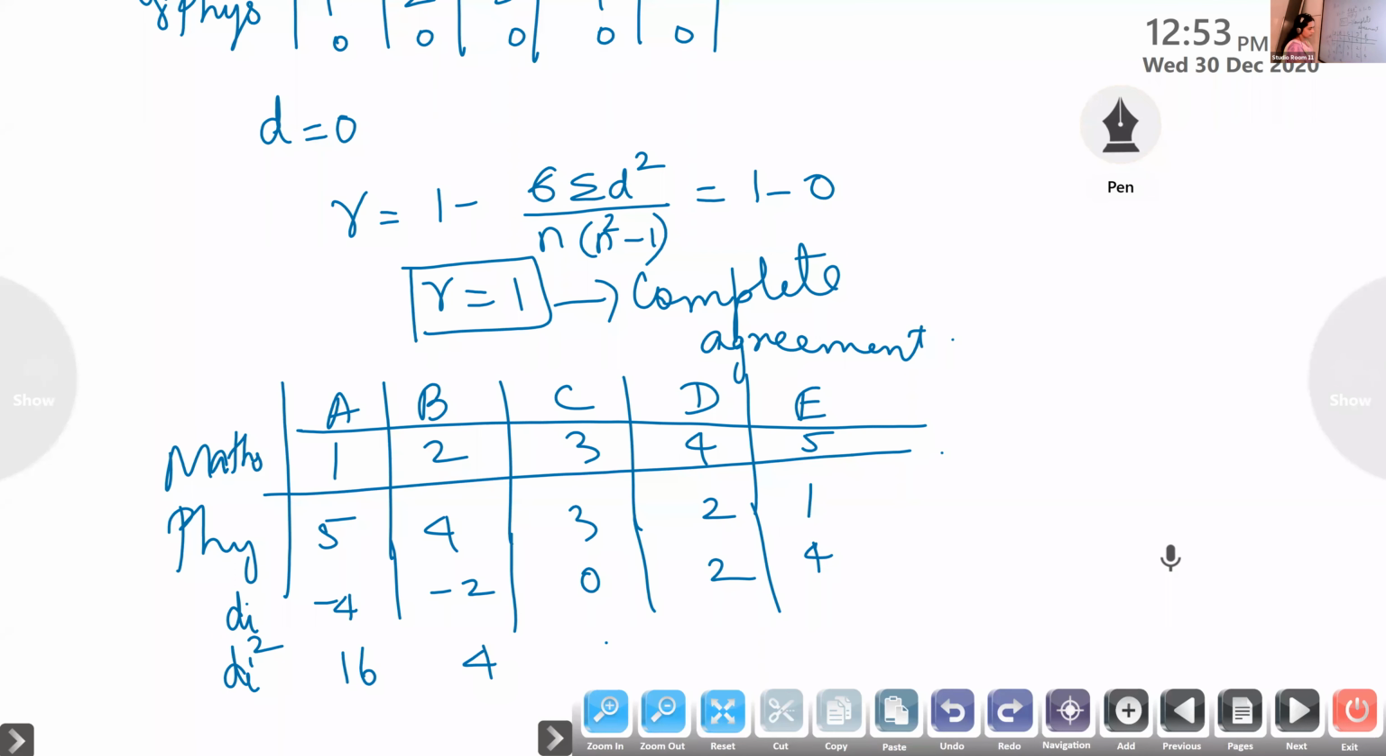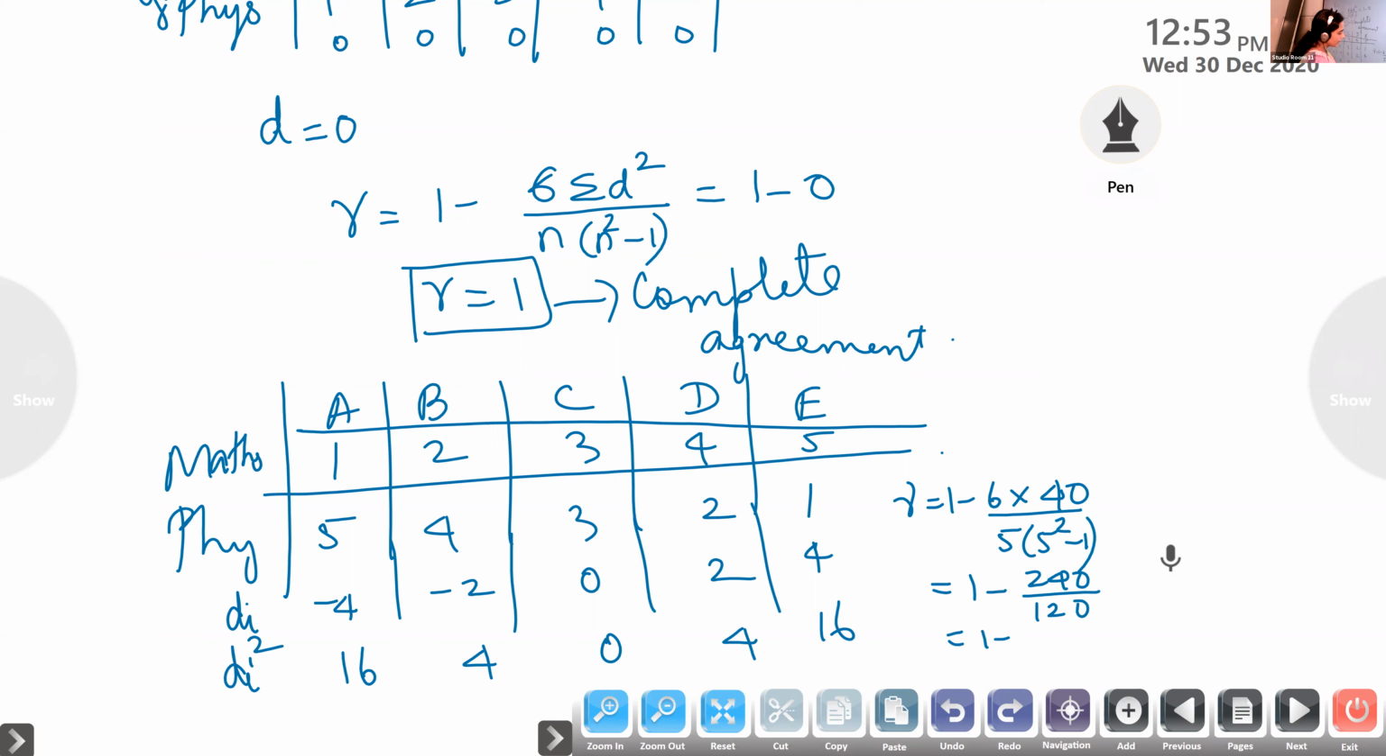16, 4, 0, 4, 16. Okay. Now look at the formula. What is the formula? Rank correlation is 1 minus 6 into sigma d i square. When we add this, it is 40 by 5 into 5 square minus 1. So which is same as 1 minus 240 by 120. So which is 1 minus 2, what you will get? Here it is minus 1.